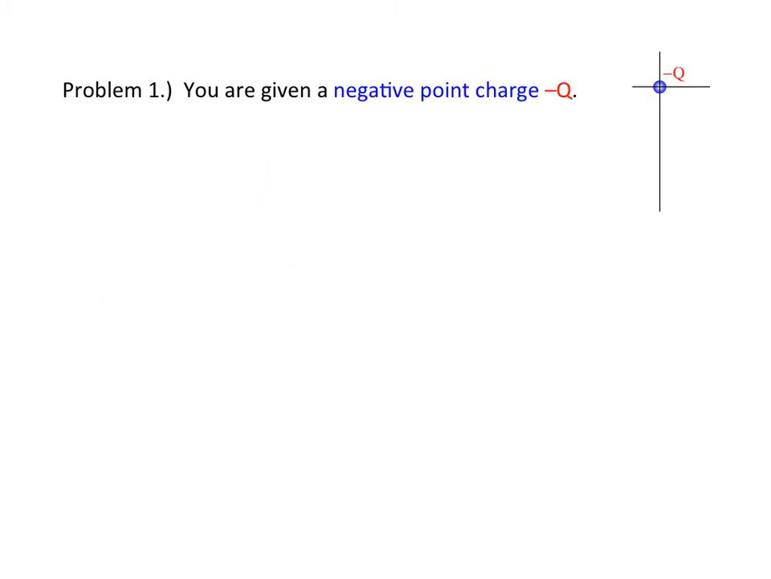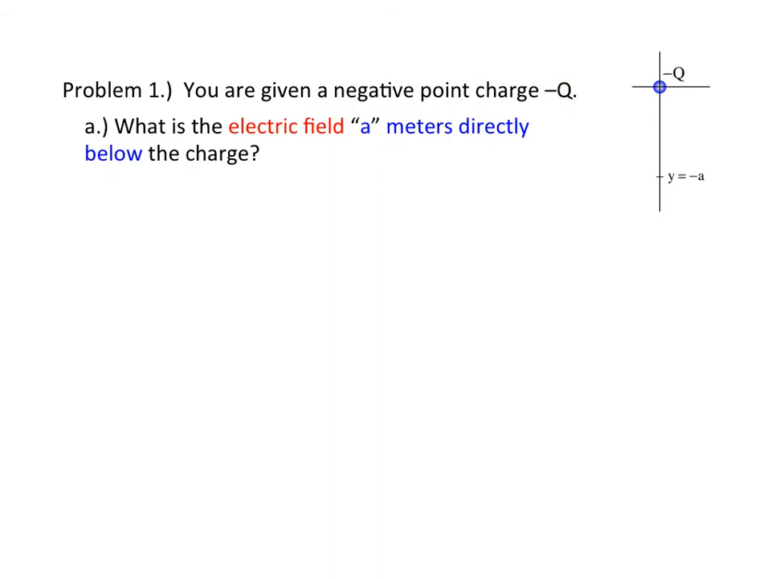So let's look at a problem. You're given a negative charge Q sitting here at the origin of this coordinate axis. You want to know what the electric field is A meters directly below the charge. So here we are, A meters directly below the charge. You want to know what the electric field is at that point. You determine the magnitude by figuring out the magnitude of K times the field producing charge divided by R squared.